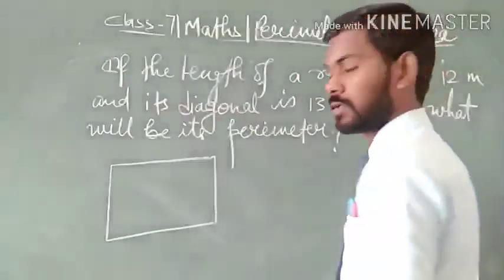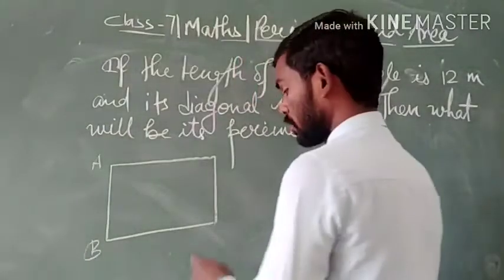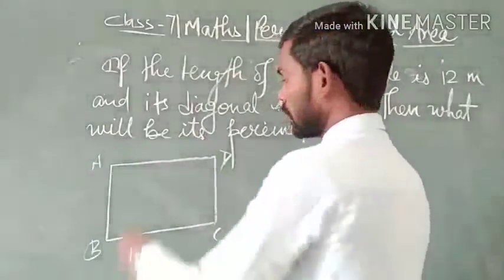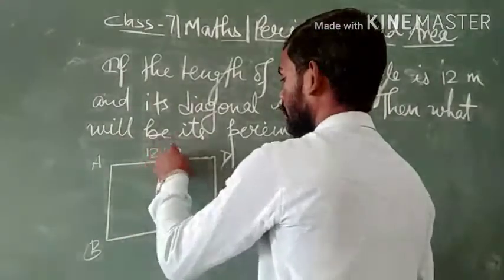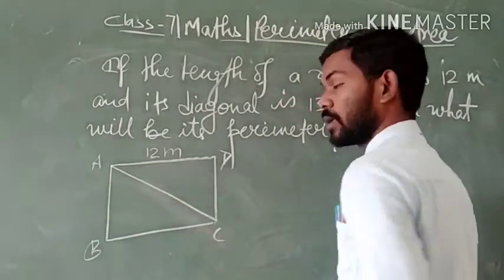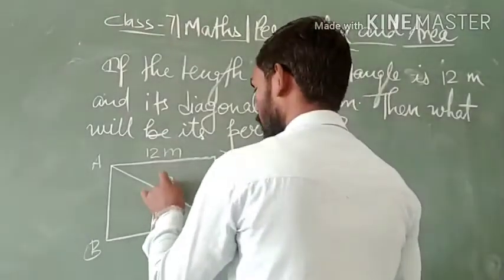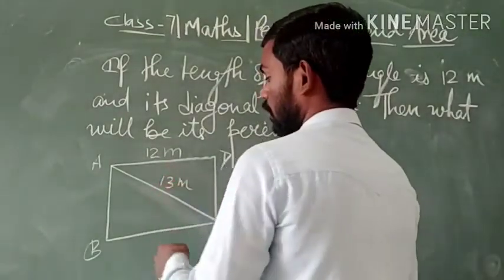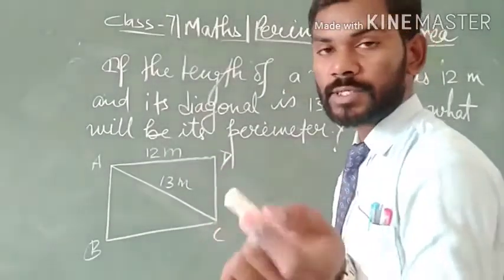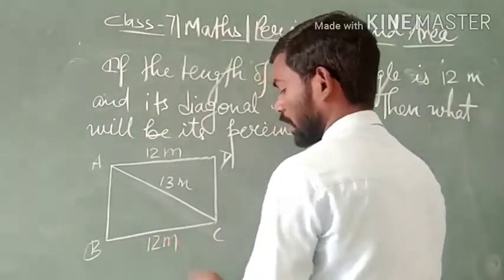This is a rectangle A, B, C, D. The length is 12 meter and its diagonal, this is its diagonal and it is 30 meter. Okay, since we know that in a rectangle opposite sides are equal, therefore it will also be 12 meters.